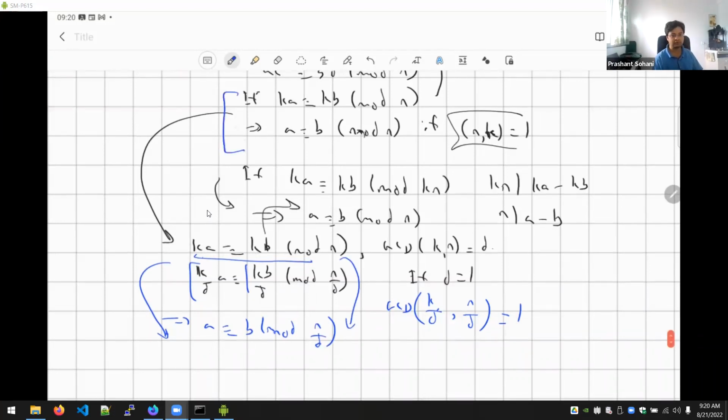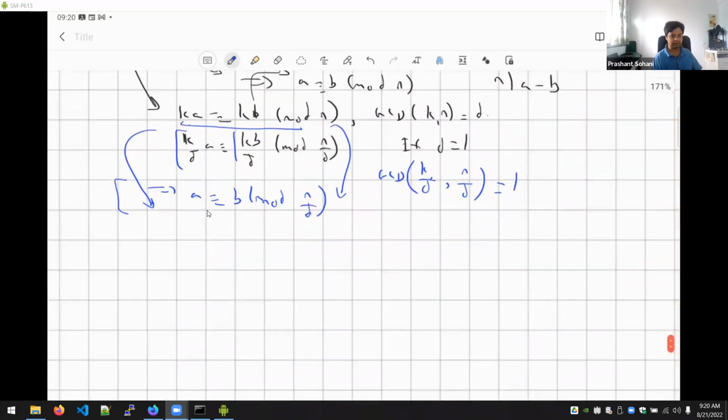So this was a special case when GCD was 1, but this is a general case where GCD will not be equal to 1. And I think this is the way they are done in Bolton also. So we are going to require this when we do the Chinese remainder theorem. So that's why I have to add that.